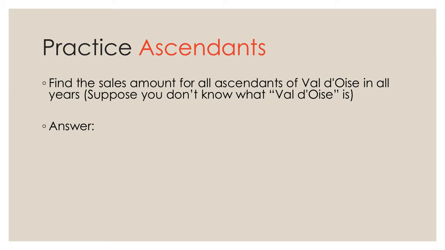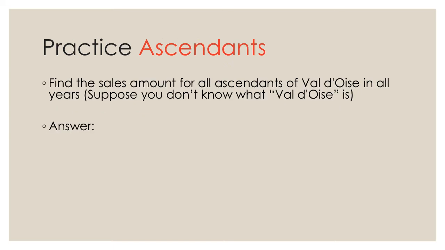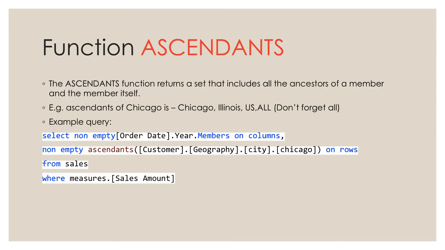So everybody knows what to write down for Val de Oise now, right? I'll just show you again the syntax here. Do we know it's a geography? Yeah, it's definitely inside of the geography hierarchy. So this is the syntax for ascendants. All you have to do is think of a way to represent Val de Oise.